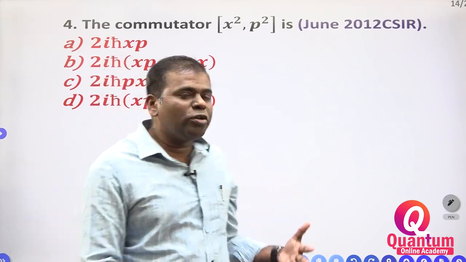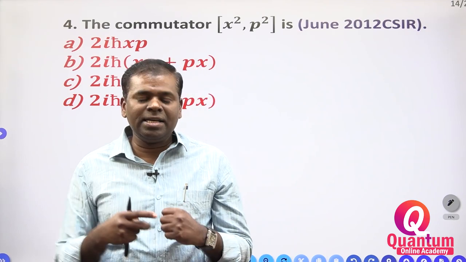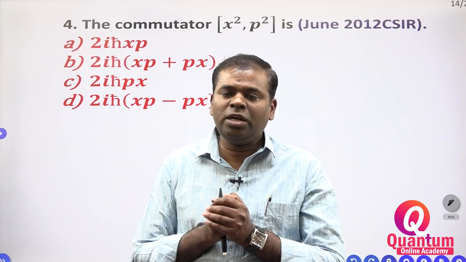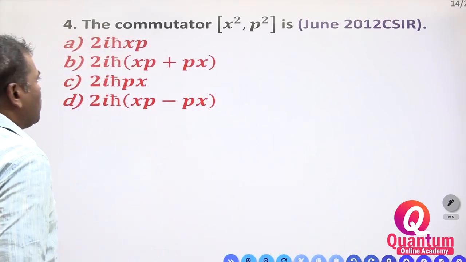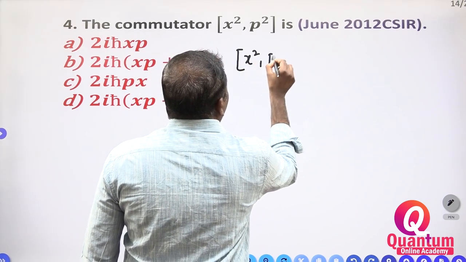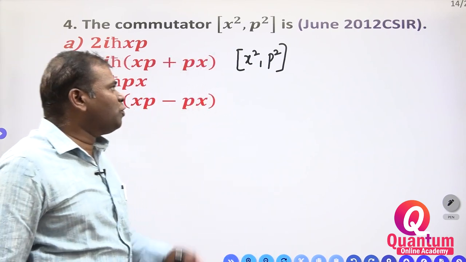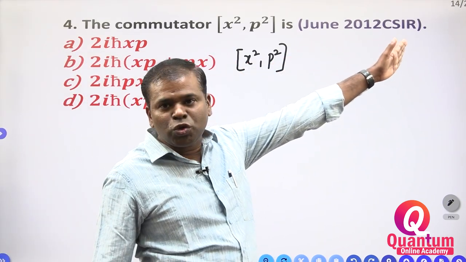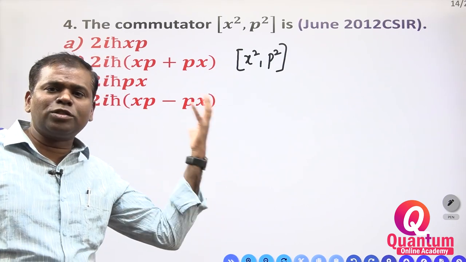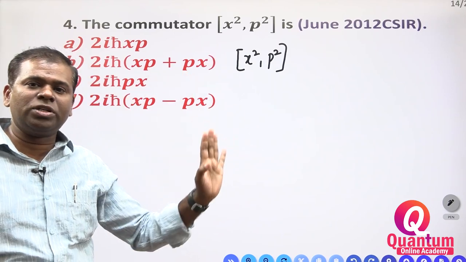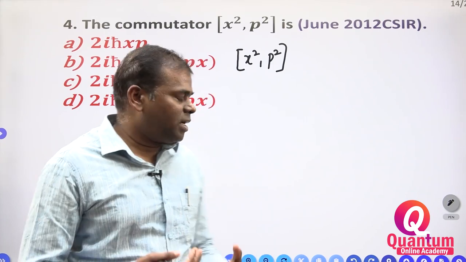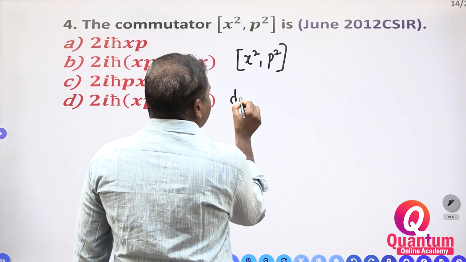Next, the area I segregated, the fourth area, is commutator and Heisenberg uncertainty principle. I took the question from commutator. What is the question? The commutation of x square comma p square, you have to find out. In June 2012, they asked this question in CSIR. In GATE also, this question came many times. They ask the same question. We know the distribution property of the commutator. What is the distribution property of the commutator?